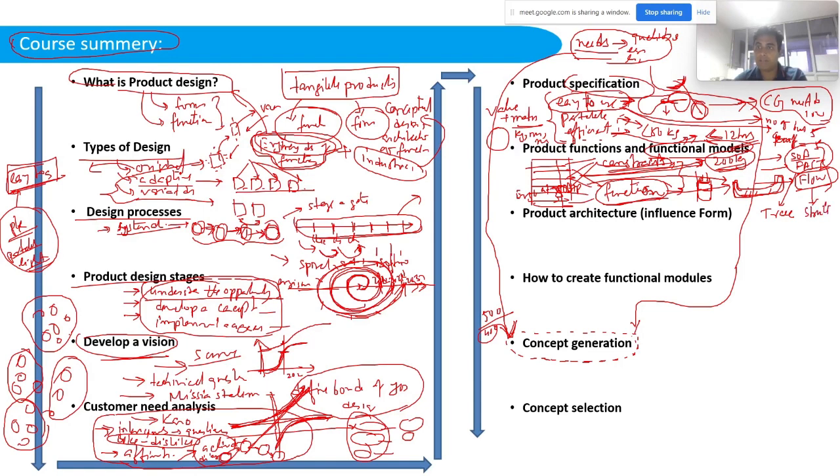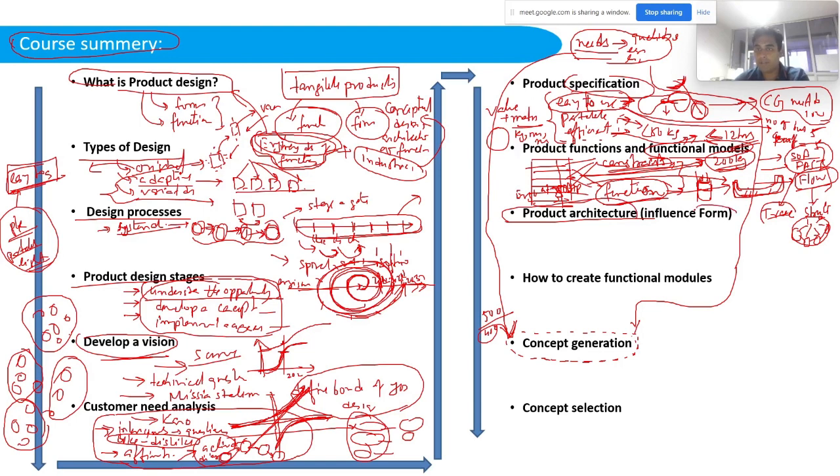More like a network of interrelationships, more like a graph, not like a tree structure, okay? So after we have a structure or a tree for a particular product, next is deciding upon product architecture, and this is basically what influences the product form.